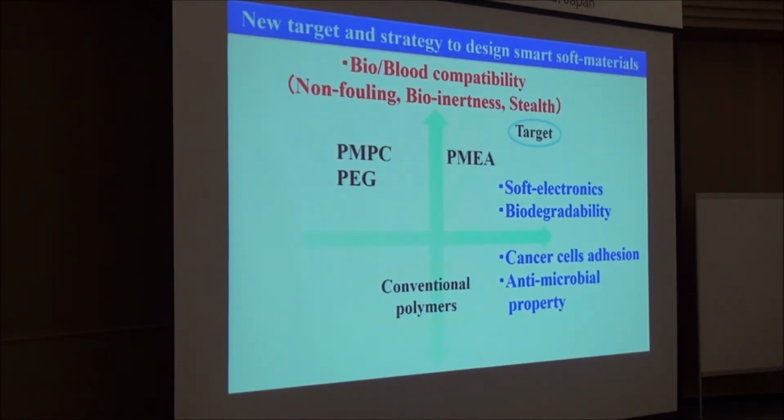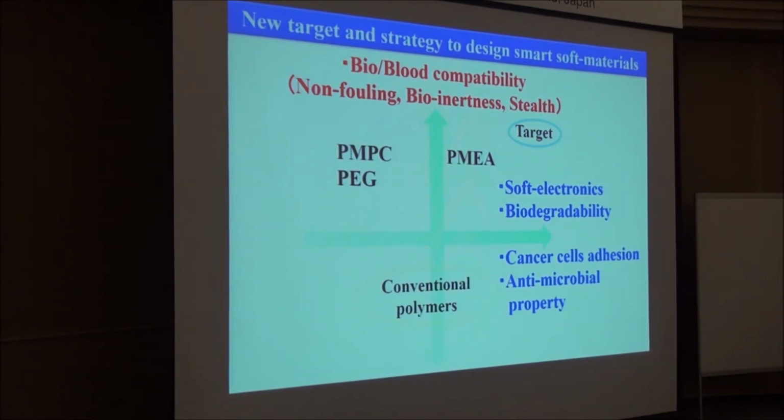Our final goal. What is our final goal? To save patients, cancer patients, or cardiovascular disease patients. Medical doctors always need bio- or blood-compatible materials and polymers. This means non-fouling, bioinertness, stealth, to overcome medical problems. The red one depends on the intermediate water content, already done.